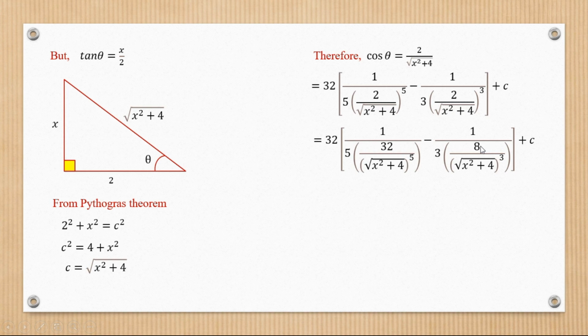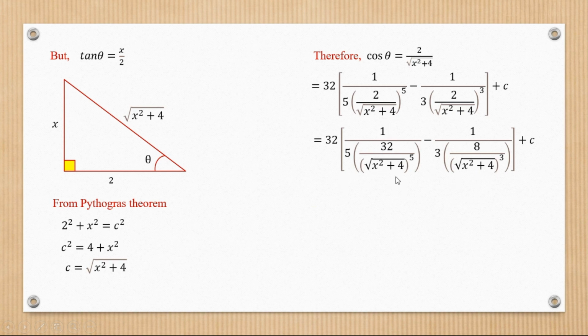Then 2 to the power 3 here is actually 8, and then this is going to remain to the power 3. Now next I can actually multiply the 5 in. Now 5 times 32 is actually equal to 160, and then 3 times 8 is actually equal to 24. So I basically have 160 over this, and then I have 24 over that.